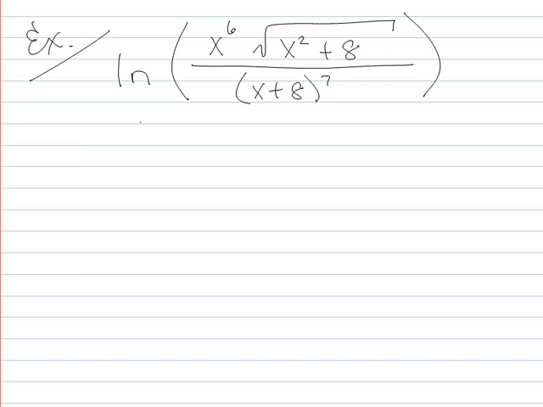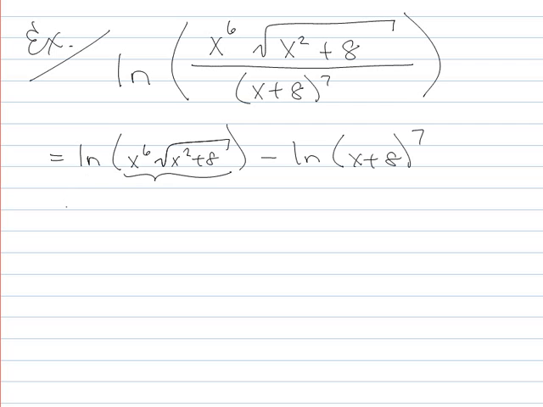Okay, and assuming you did that, first thing I'm going to apply is the quotient rule. So natural log of the thingy on the top minus the natural log of the thingy on the bottom. And now I can separate the thing that was on the top again. Natural log of x to the 6th plus natural log of the square root of x squared plus 8 minus the natural log of x plus 8 to the 7.